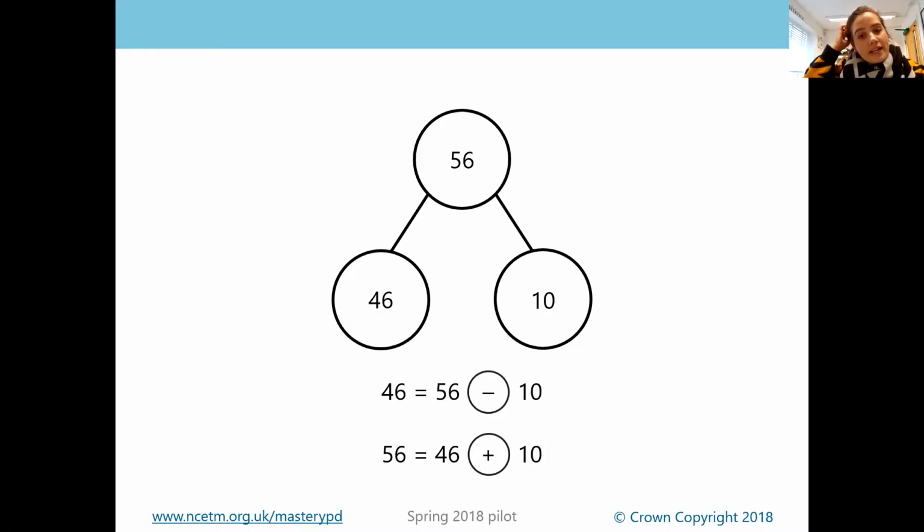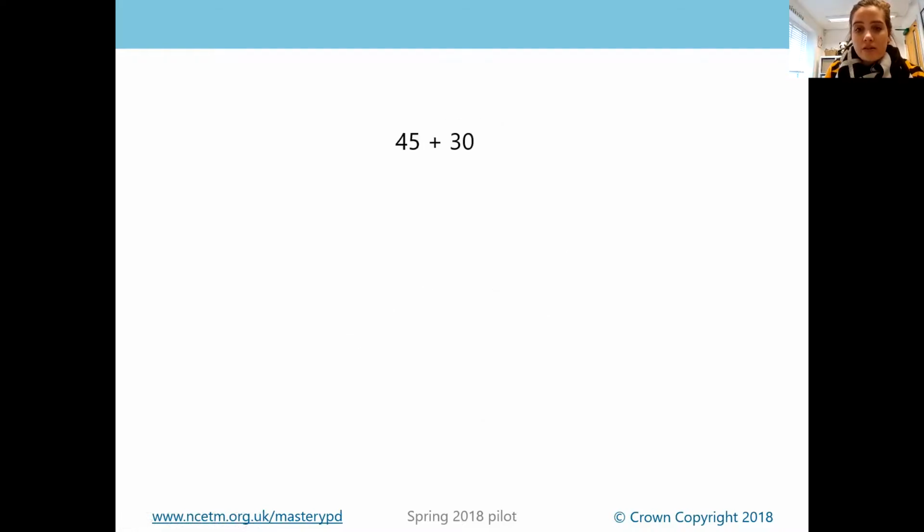Okay, excellent. So we could have 46 is the same as 56 take away 10. Remember, we're only working within these 3 numbers. This, take away this, leads us to this. This, add this, leads to this. So again, a fantastic use of a part-whole model to help us building our calculations.